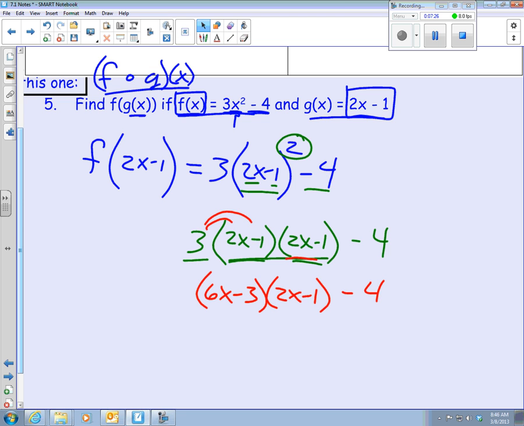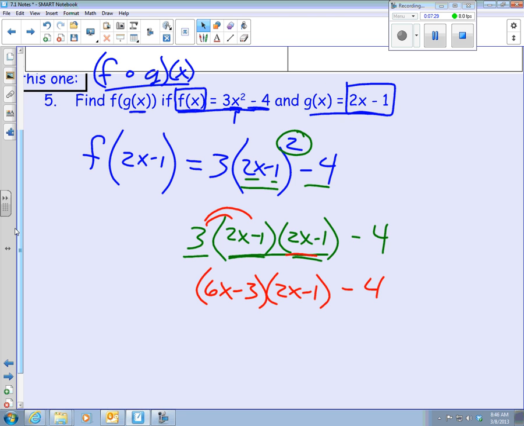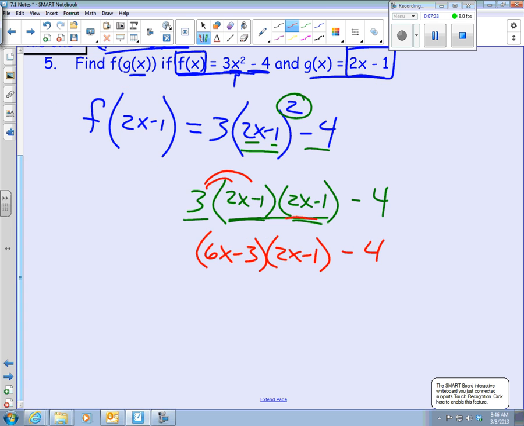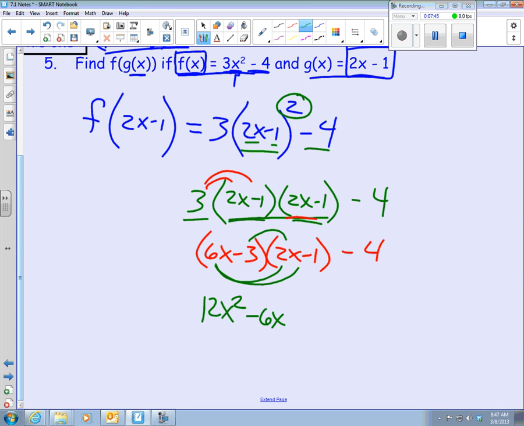Now I can use the distributive property. I get 12x squared minus 6x, and then multiply the negative 3 times the 2x and get another minus 6x. Negative 3 times negative 1 is, careful, positive 3. Finally, minus this 4 on the end.